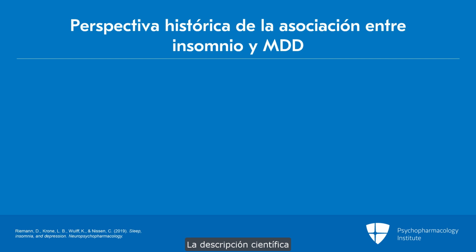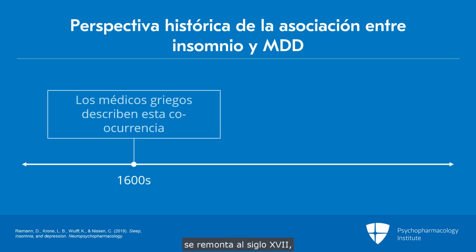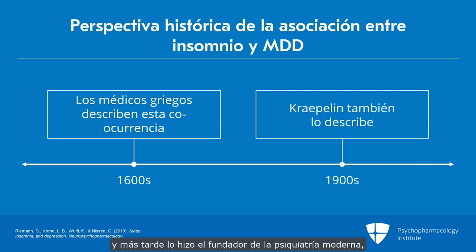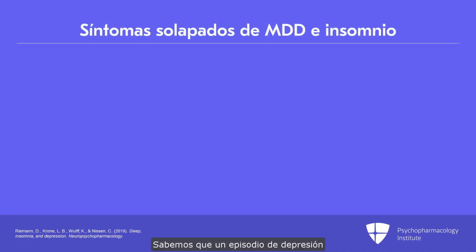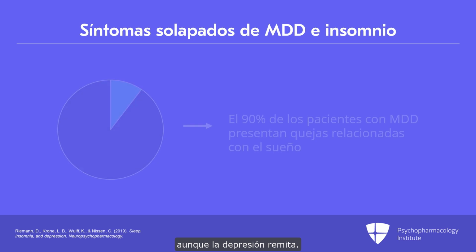The scientific description of association between insomnia and major depression dates back to the 1600s, when Greek physicians described the co-occurrence of insomnia and depression in the anatomy of melancholia, and later did the founder of modern psychiatry, Kraepelin, in the early 1900s. We know that an episode of depression is commonly associated with insomnia symptoms that can persist as insomnia disorder even if depression remits.